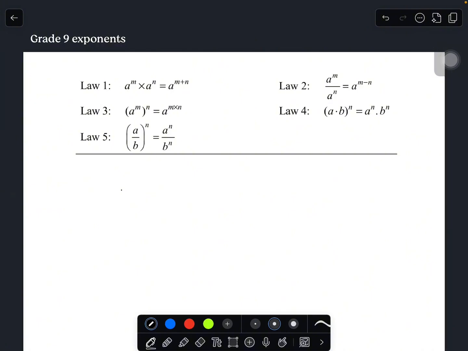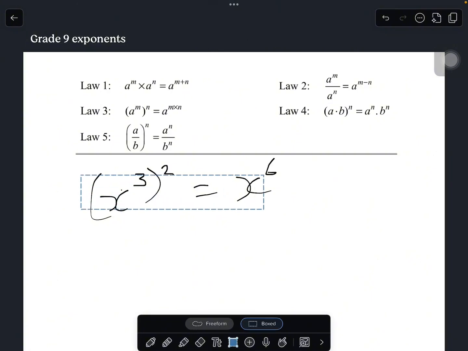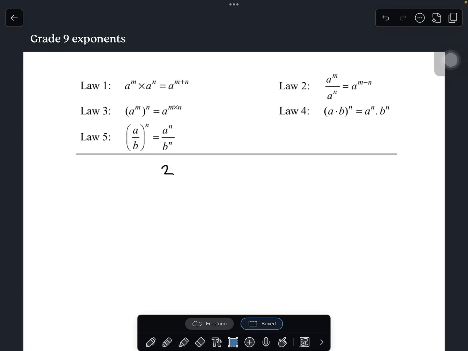Onto our third law, and that's when you have a power of a power, that's when you multiply them. So if I have x to the power 3, then to the power 2, that now will equal x to the power 6. We're just running through these laws so you understand them, so when you're doing the examples, you know what's going on.